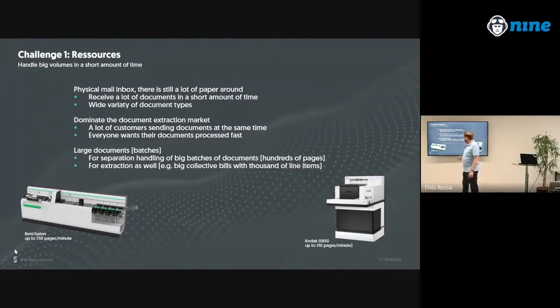The challenges we faced were, one, resources. I don't know if you've ever seen something like this. This is a freaking expensive piece of hardware that's able to scan 730 pages per minute. It's a scan street, and big companies often have multiple of these. They get all the inbox, the post, and there's still a lot of paper around. They get it in the morning at 5 o'clock, because they have special contracts with Swiss Post to get it extra early, and they use these scanners in 2 hours to scan everything.